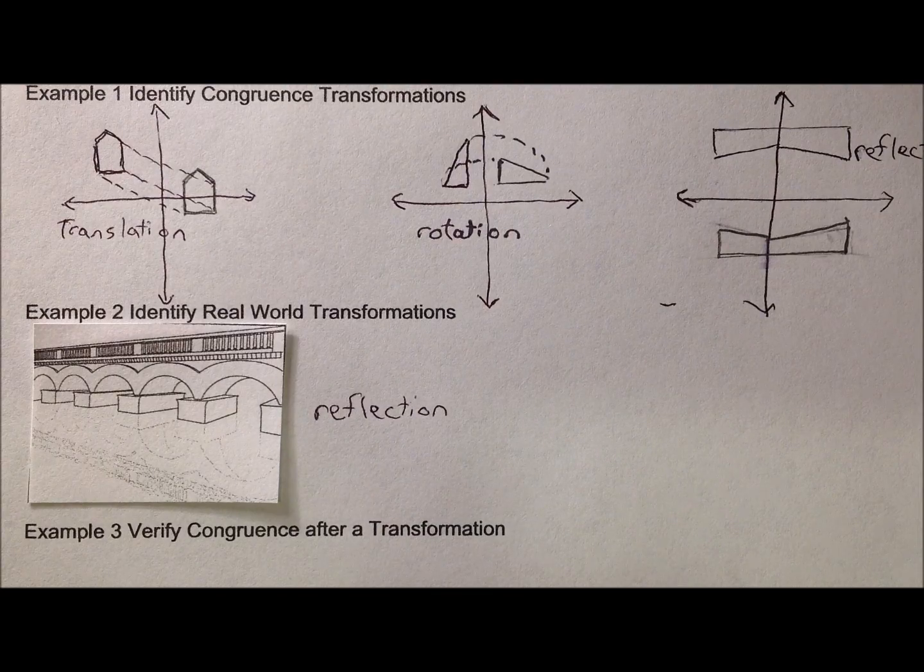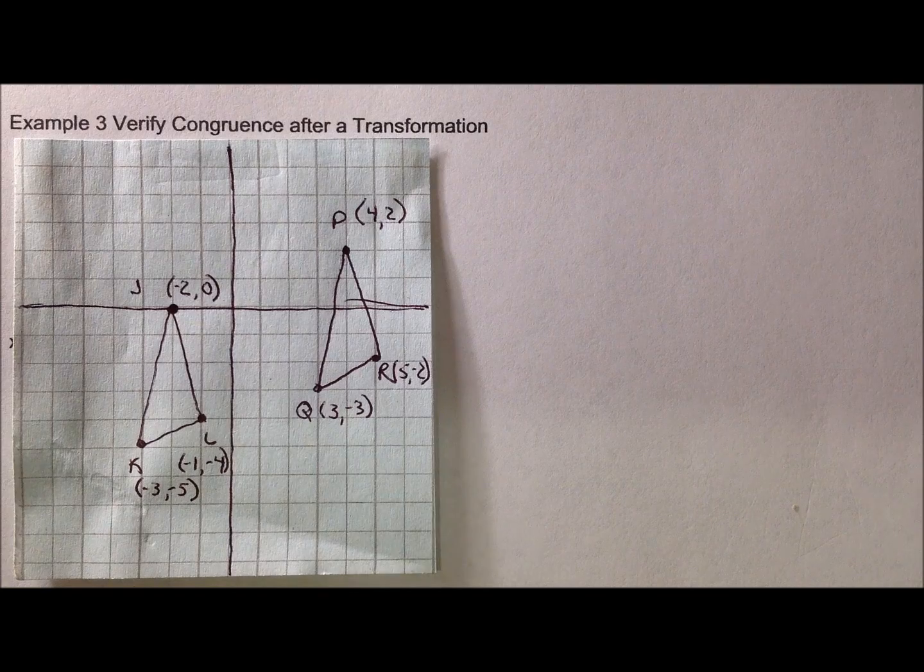Complete all of the Check Your Progress number 2s. Example 3 is going to ask us to verify the congruence of our shapes after a transformation. So we are given two triangles, triangle PQR and triangle JKL, and a transformation has been performed on these. In particular, I'm assuming JKL was the pre-image, and PQR is the image. And after this transformation, they're wondering if these figures are congruent.